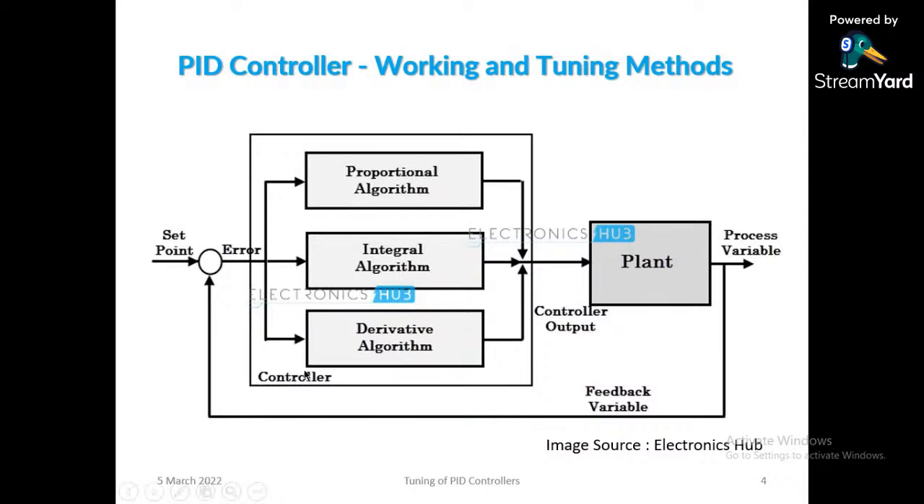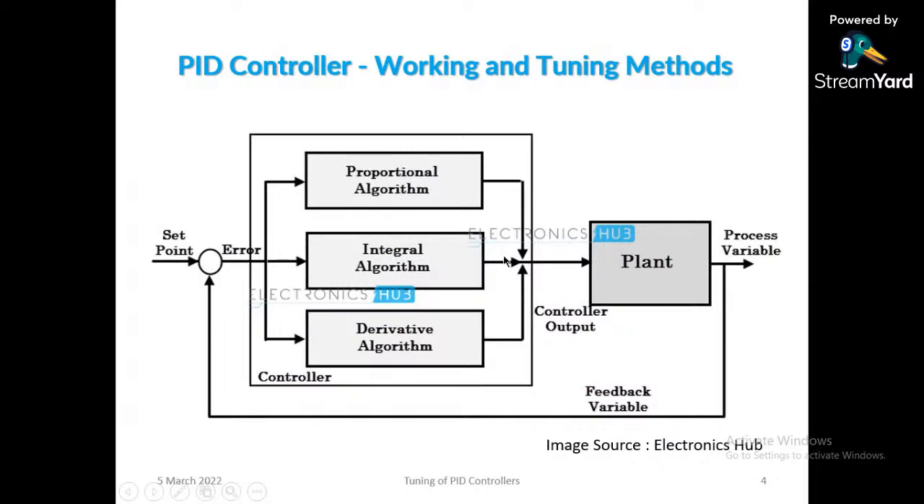Now in this controller box, I'm placing my proportional, integral, and then derivative controller. Can anyone tell me, are P, I, and D all connected in a cascade fashion or a parallel fashion? These are connected in a parallel fashion. Here is the summing point. Now you can see that I'm taking a feedback and giving it back to the input.